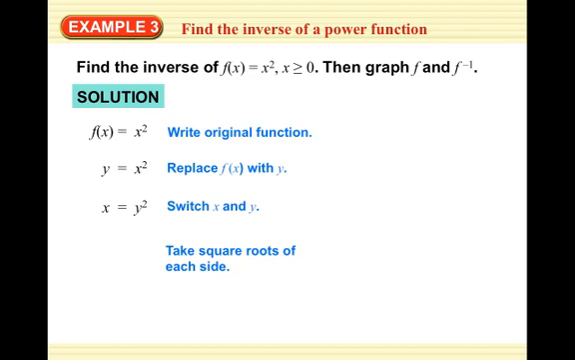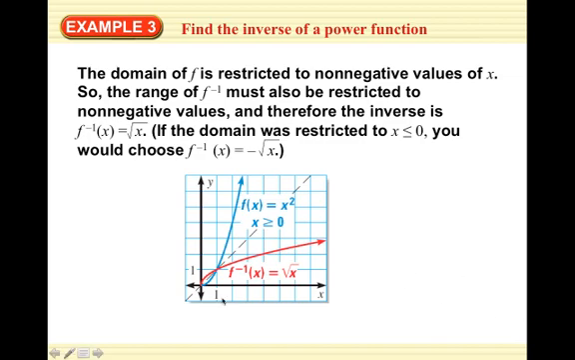So we take the square root of each side, and we get y equals plus or minus square root of x. But the domain of f is restricted to non-negative values of x. x has to be greater than or equal to 0. So the range of f inverse must also be restricted to non-negative values, 0 or larger. Therefore, the inverse is just f inverse of x equals square root of x.